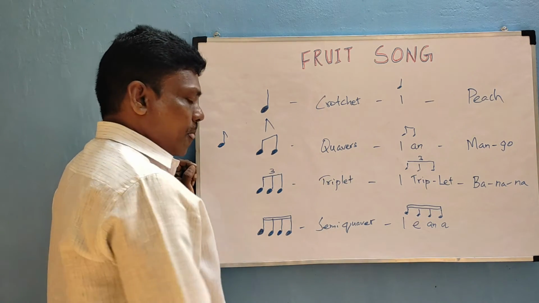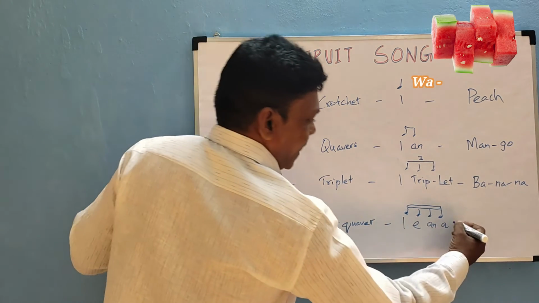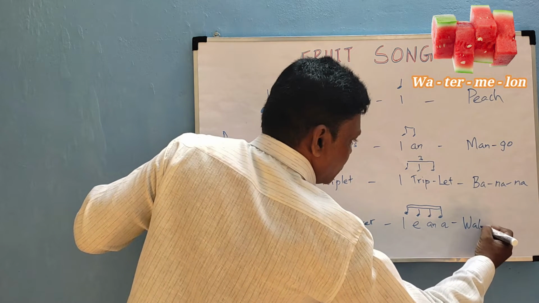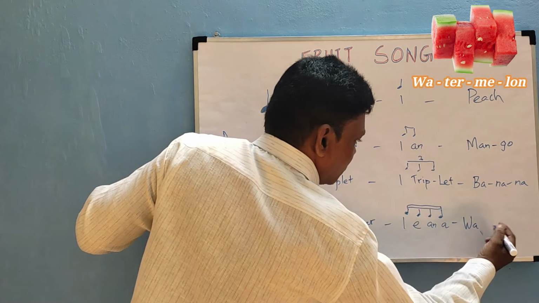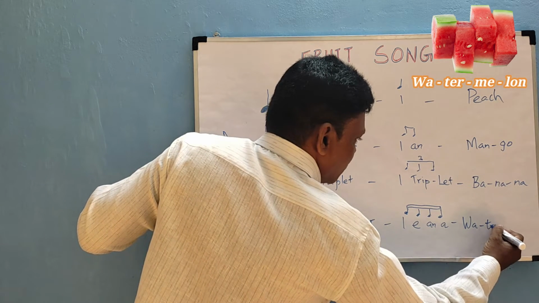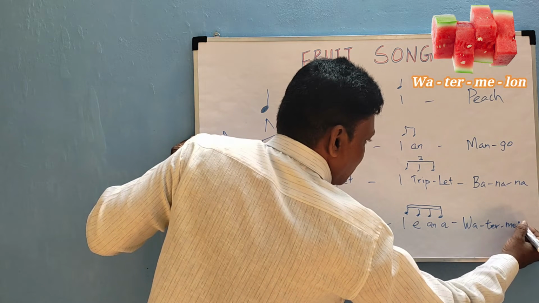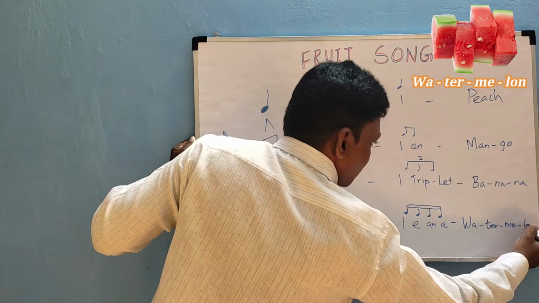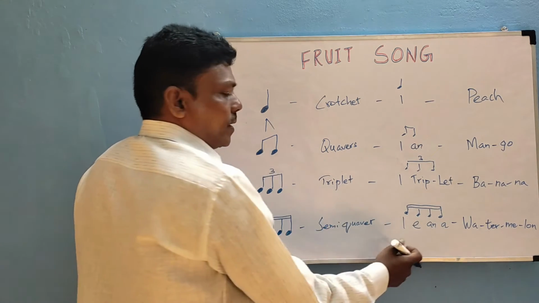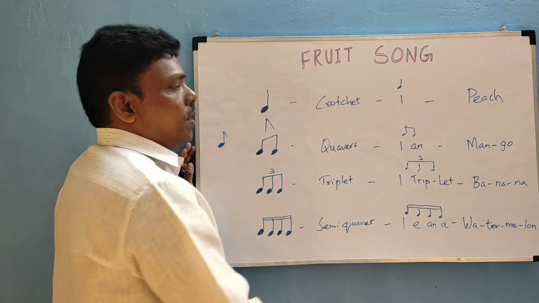So here for semiquavers, we are going to use the fruit name watermelon. Wa is a syllable, t is a syllable, okay, watermelon. You should not pronounce it slowly. Within that beat you have to pronounce it.